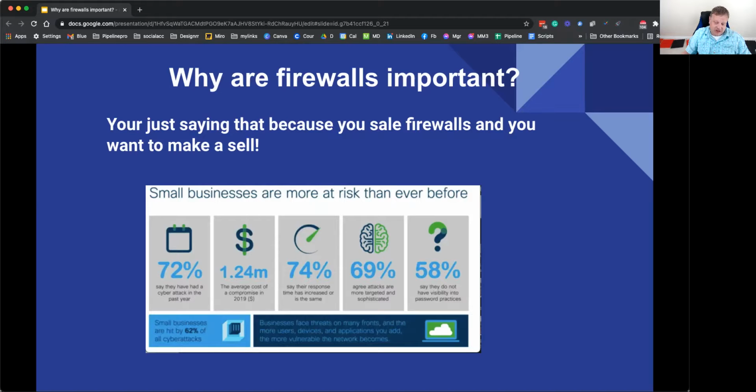74% say that the response time has increased. Okay, so it's taking longer to determine if you've been hacked or not. Look at these statistics. You really need to think about it. Small businesses are hit by 62% of all cyber attacks. So 62% of all cyber attacks are on small businesses.